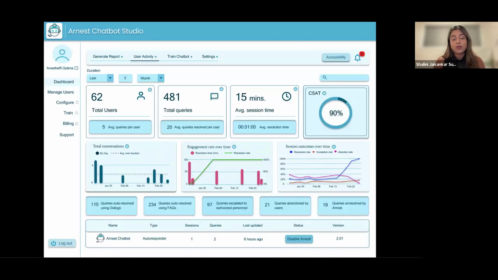This is the landing page which shows analytics. On the left side is the navigation bar, and on the top is the quick actions toolbar. On the top right are accessibility options, notification settings, and an alert system. There is a filter to set the time frame to derive analytic data, which shows total conversations with the chatbot, engagement rate, resolution rate, escalation rate, and abandonment rates. We also have a customer satisfaction score, which will allow the users to rate their experience at the end or during the conversation. The chatbot can be disabled if needed.